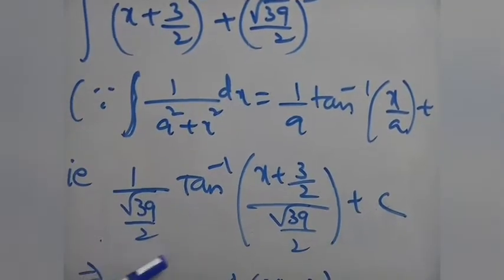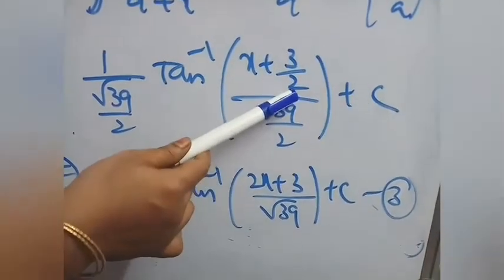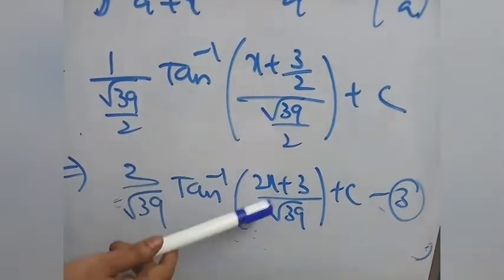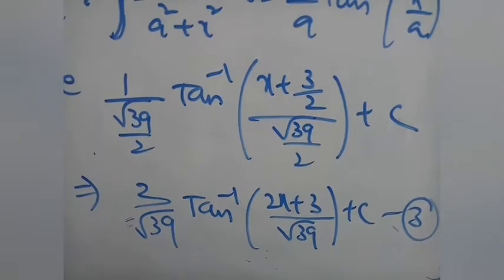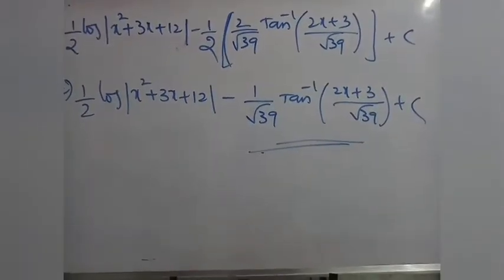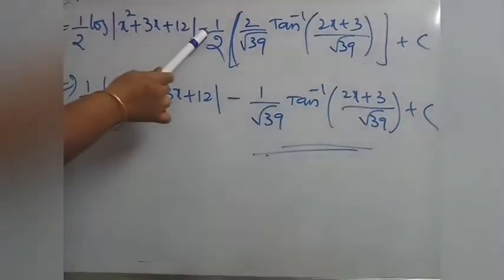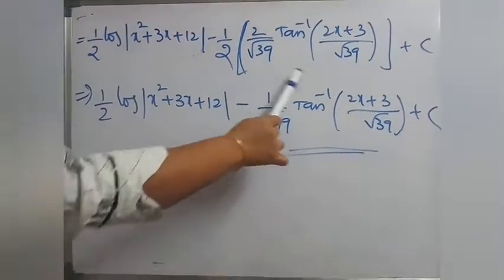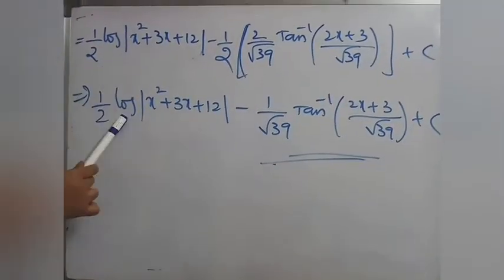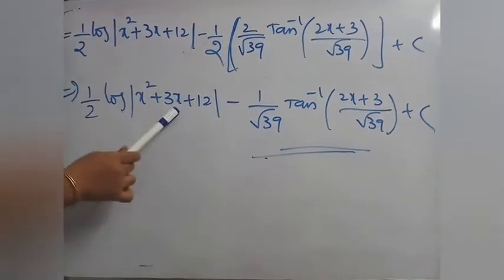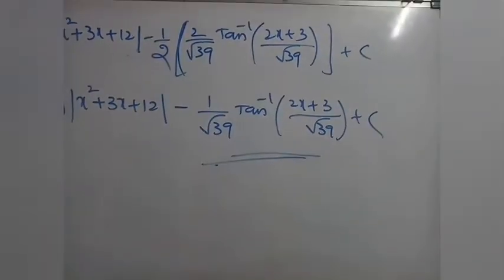Now simplify this. Take it into numerator, 2 by root 39, tan inverse, 2 gets cancelled, take LCM, (2x plus 3) by root 39 plus c. Now substitute these two equations in the first equation. So after substitution, 1 by 2 into first integration value minus 1 by 2 into second integration value. Then 2 gets cancelled. Now you can get 1 by 2 into log of (x square plus 3x plus 12) minus 1 by root 39 into tan inverse of this value plus c.